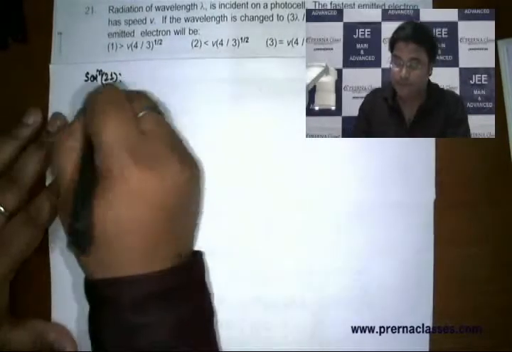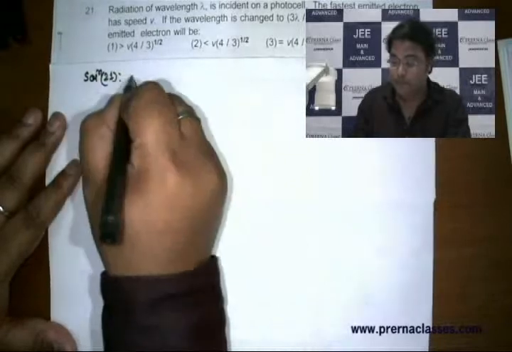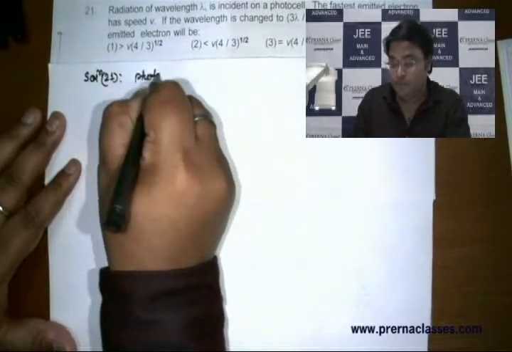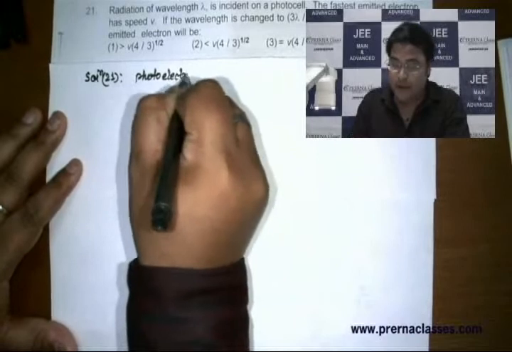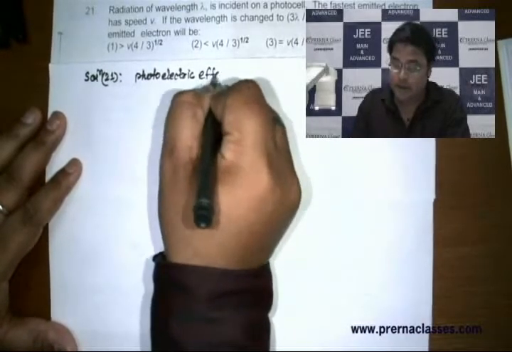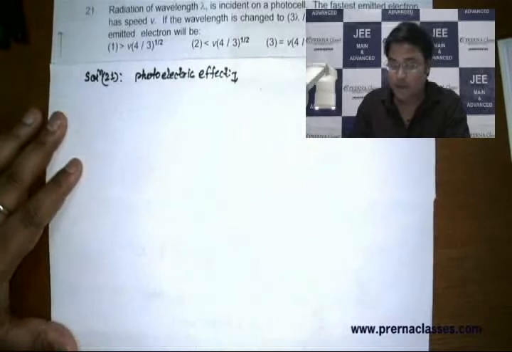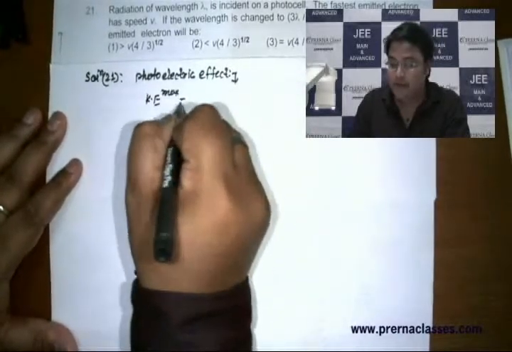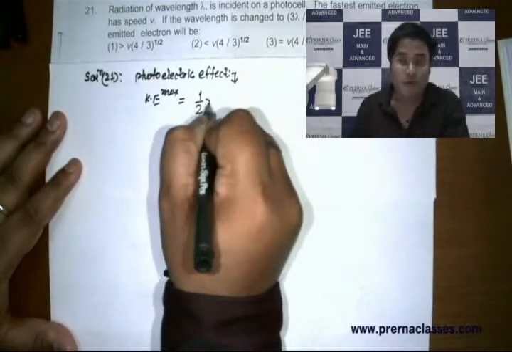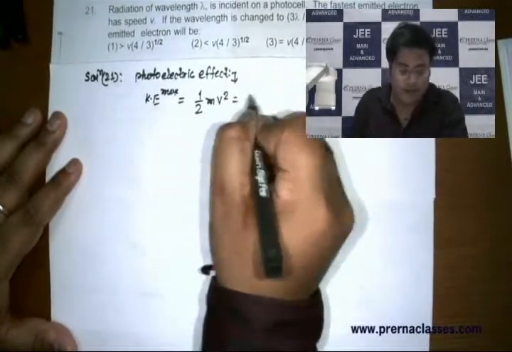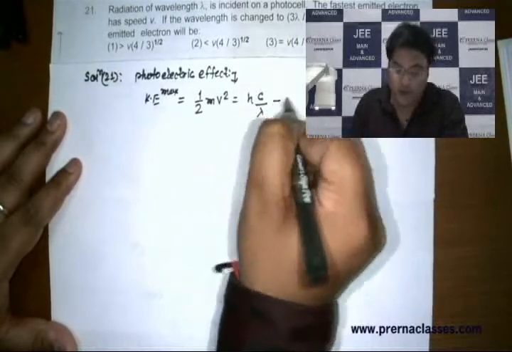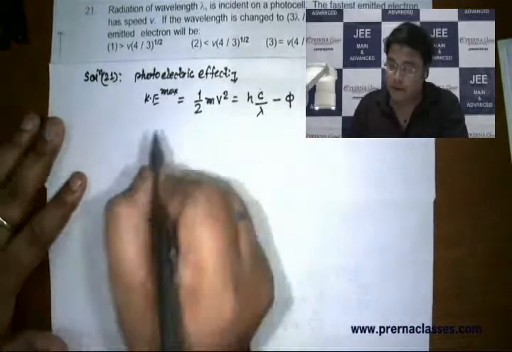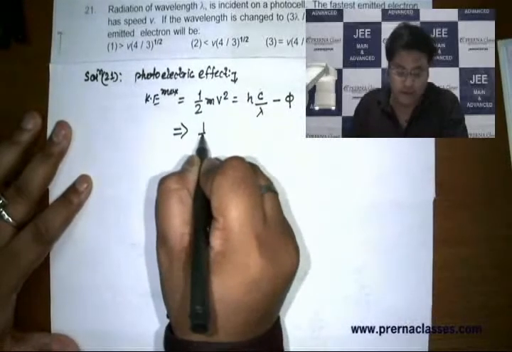Okay, next is 21st. It is based on the photoelectric effect. We have the maximum kinetic energy of photoelectron is half mv square, and it is equal to hc by lambda minus work function. If you rearrange it, that implies if you change the value of lambda here, so definitely energy changes.